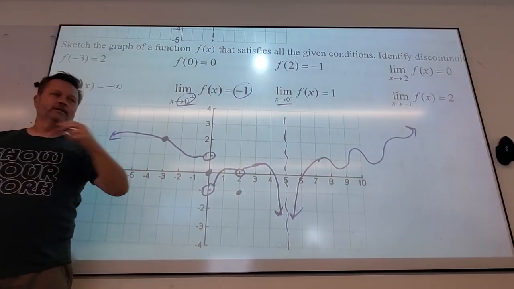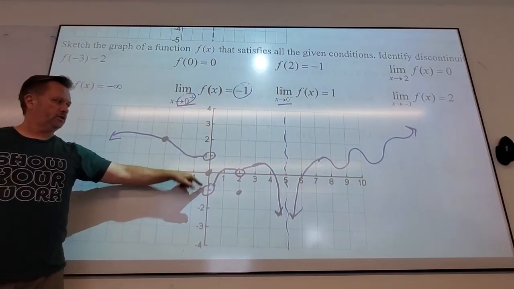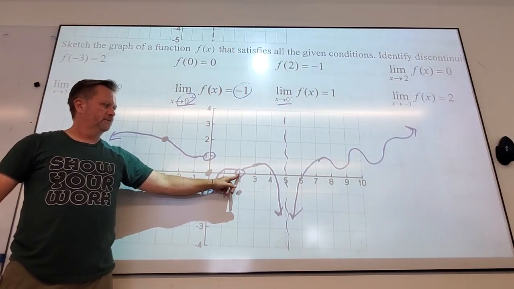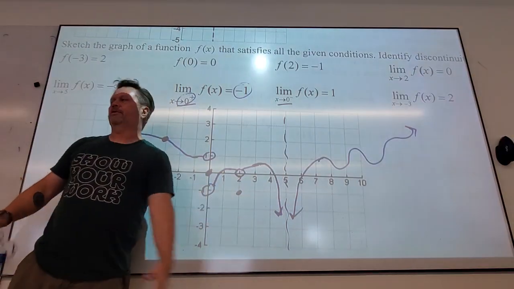There's a discontinuity. What kind of discontinuity is this? Jump, jump. What about this? Removable. What about infinite? Okay.